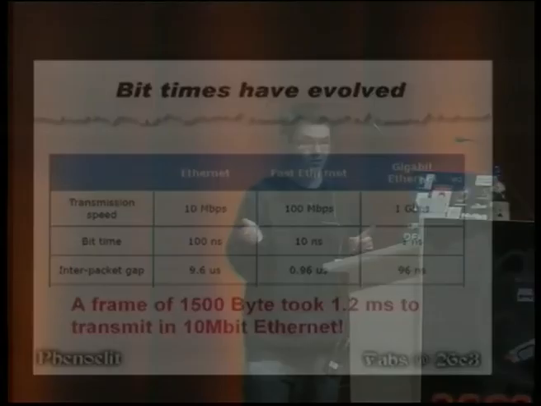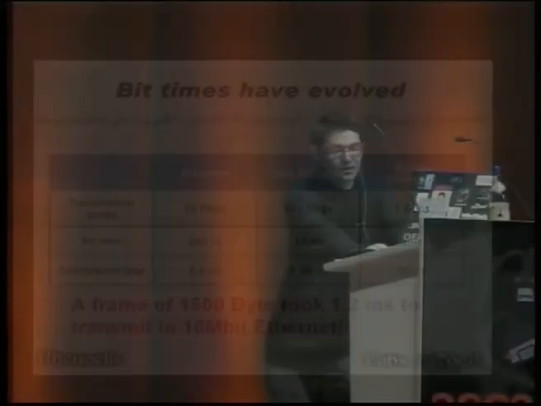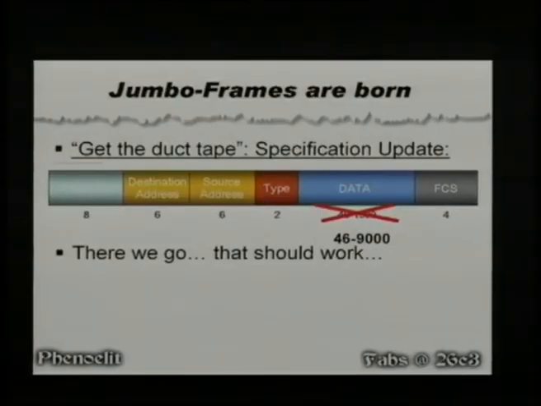Okay, so in the past, 1,500 bytes, the MTU of Ethernet, made sense. Because in 10 megabit Ethernet, transmitting this took 1.2 milliseconds. But now we are 100 times faster in gigabit Ethernet. So that means, of course, that we should adapt the frame size. And so we kind of did. We have jumbo frames now.